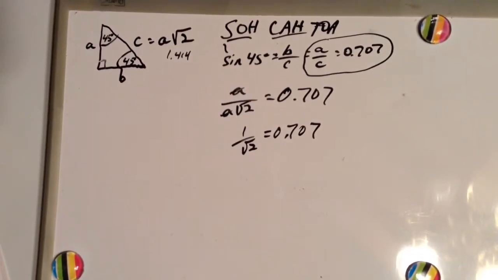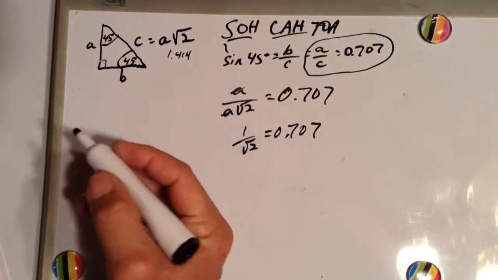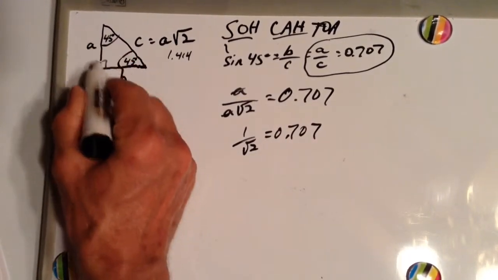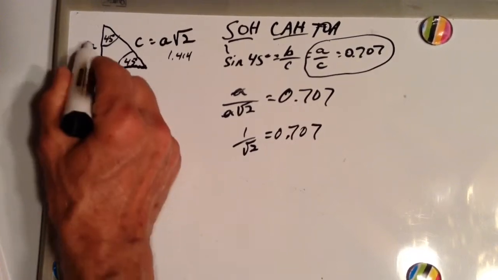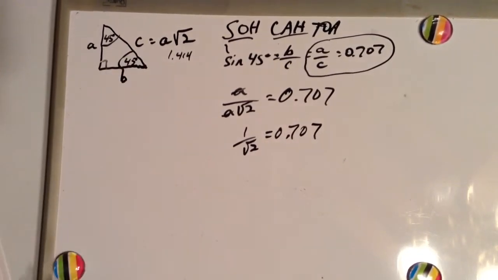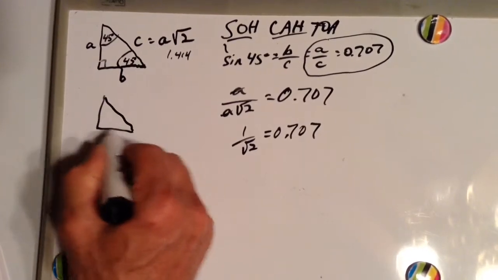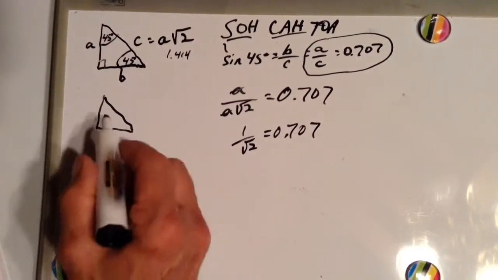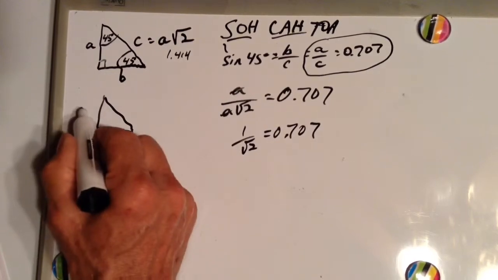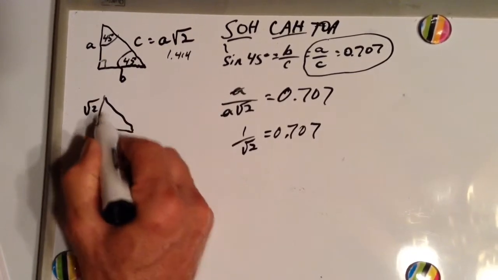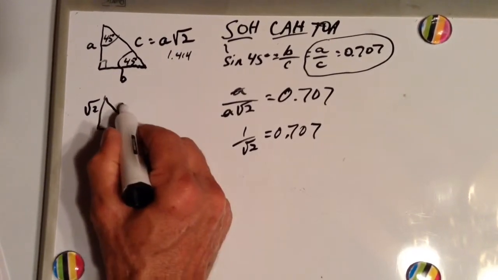As we said earlier, the ratio of the sides and the hypotenuse of a 45-degree right triangle are 1 to 1 to the square root of 2. 1 inch, square root of 2 inches. Or we could also say it's square root of 2 to square root of 2 to 2.